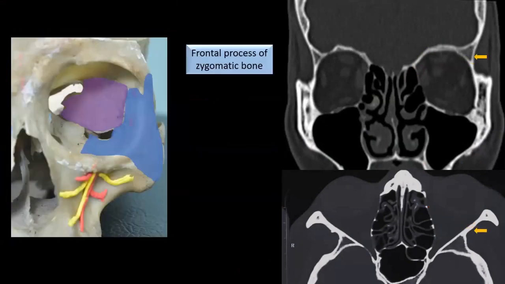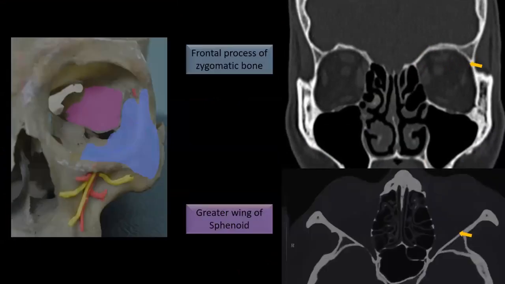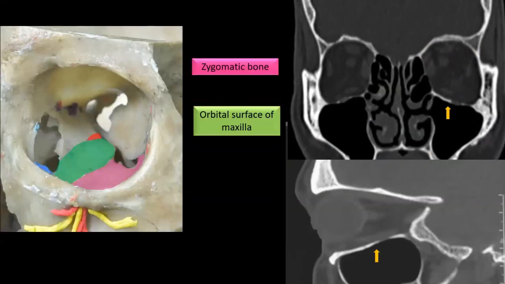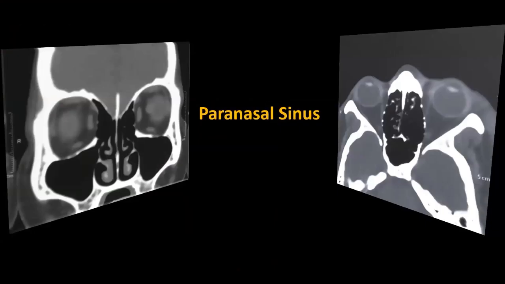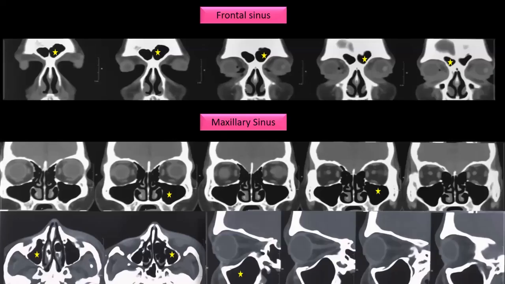The lateral, frontal process of zygomatic bone and greater wing of sphenoid, and the floor, zygomatic bone, orbital surface of maxilla, and orbital process of palatine bone. Paranasal sinus. The orbital roof houses the frontal sinus superiorly and is seen well on anterior most coronal scans.